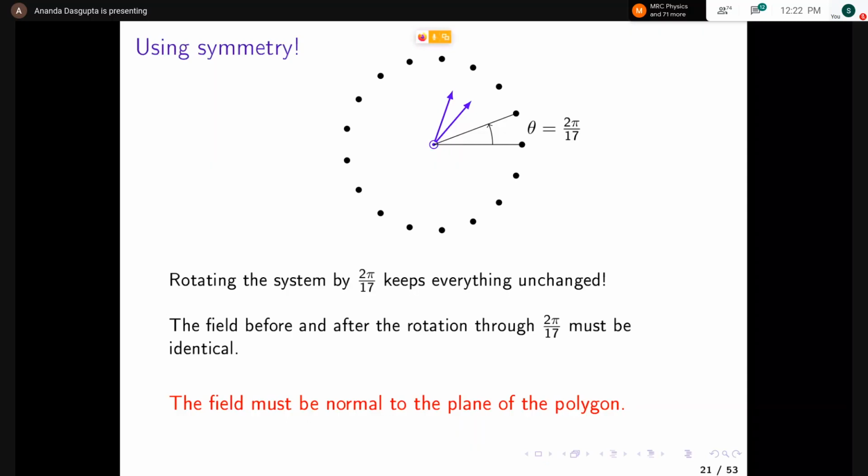Then, since the point is the same and the charges are the same, the electric field must be the same. Now there are several other symmetries that you can use here. The one that I want to use in particular here is reflection symmetry. Imagine that this plane is a mirror and you're reflecting the entire system in that plane.